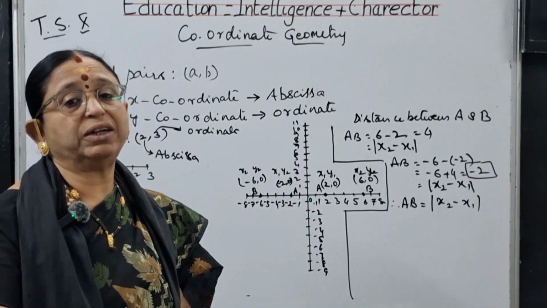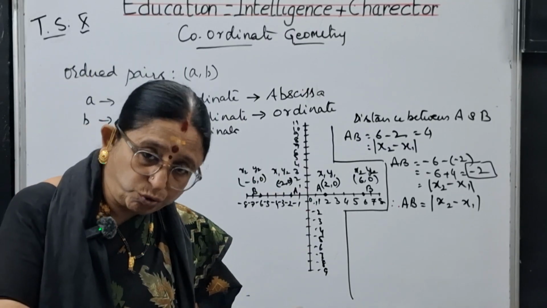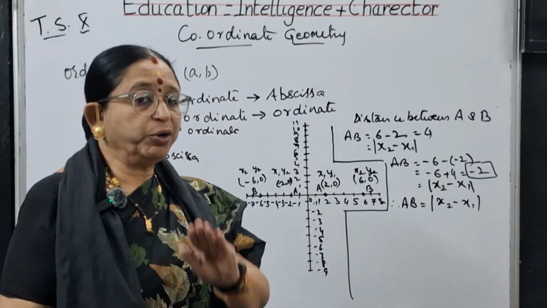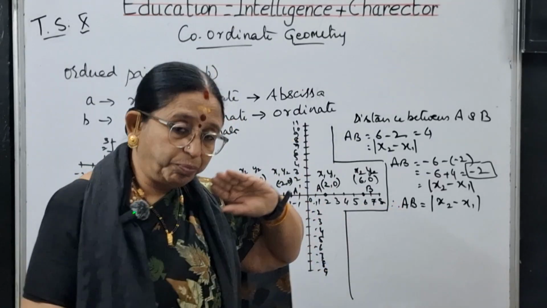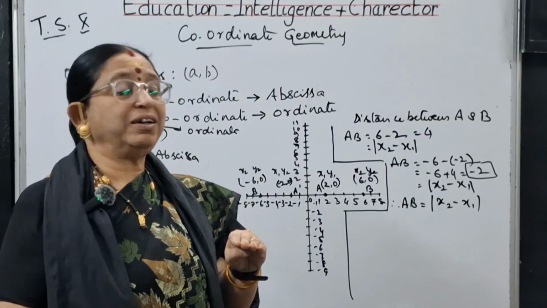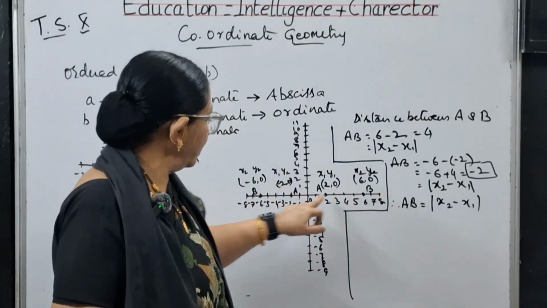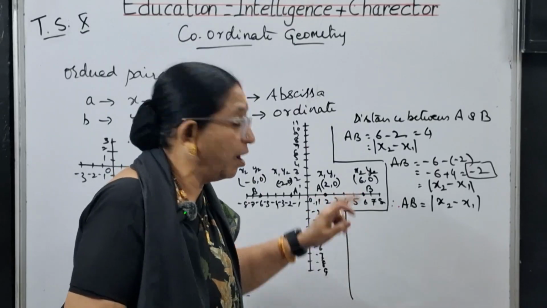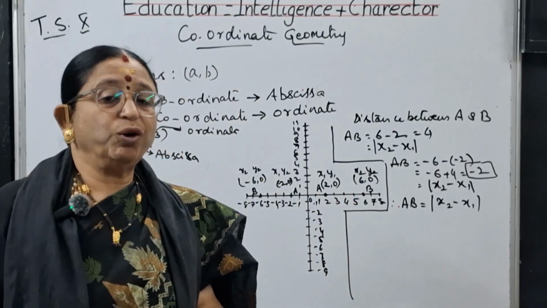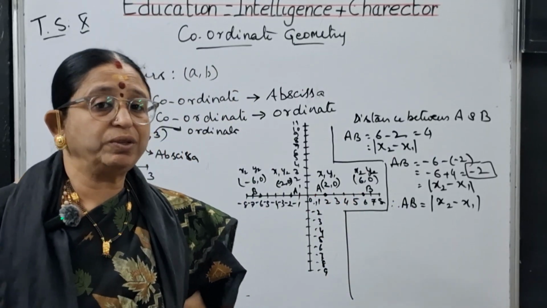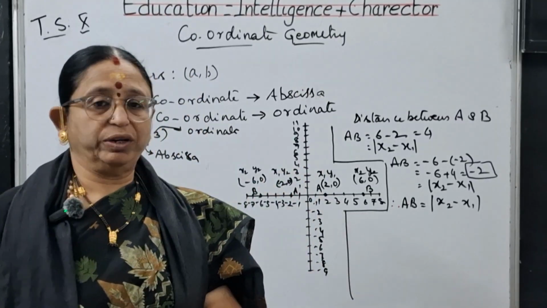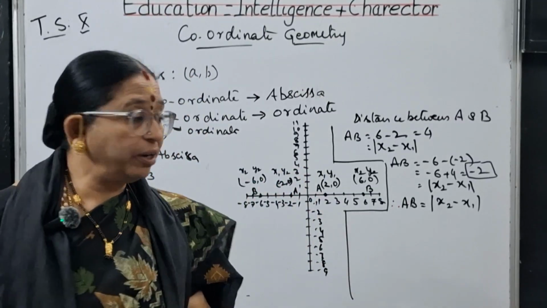If you want to find the distance between 2 points which are on the x-axis only, I am talking about this formula for the points which are present on the x-axis. This is the x-axis, this is the y-axis. So when the points are present on the x-axis, what is the formula that we are using? Modulus x2 minus x1. Why am I taking modulus?